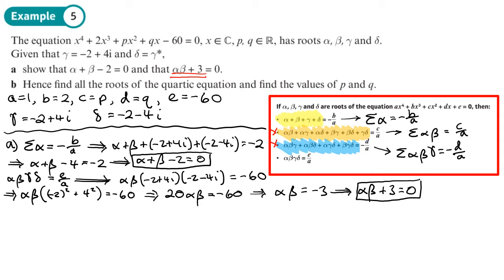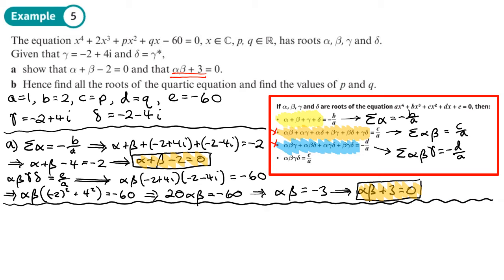And in part B it says hence find all the roots of the quadratic equation and the values of P and Q. So we're going to start by solving these equations here and here. We're going to solve them simultaneously to find out what alpha and beta are. Once we know what alpha and beta are, we know all four roots, we can then use that and the expressions that we have to work out what the values of P and Q are, those coefficients.